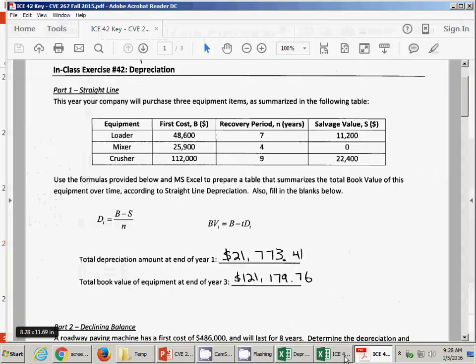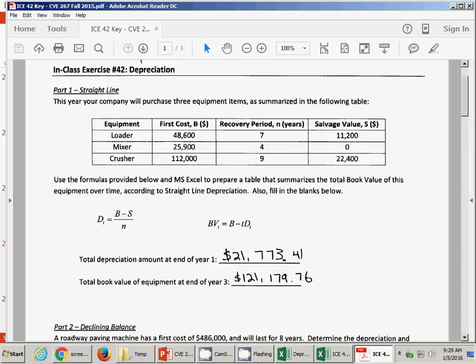All right, so in today's in-class exercise, does everyone have that paper? What we are going to be looking at is trying to do the straight line, the declining balance, and if we have the time, on part 3 on the back side of the paper, try the MACRS method. In the straight line, we've got 3 different pieces of equipment, and they last 3 different amounts of time.